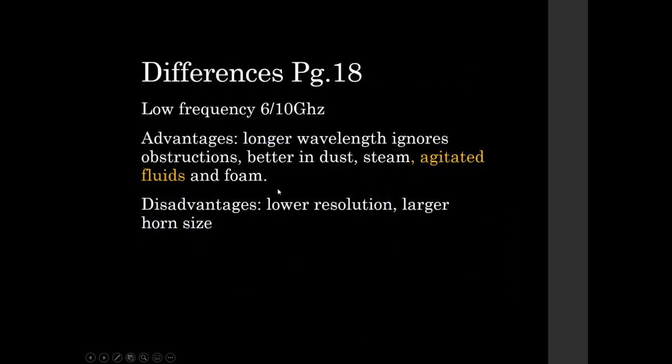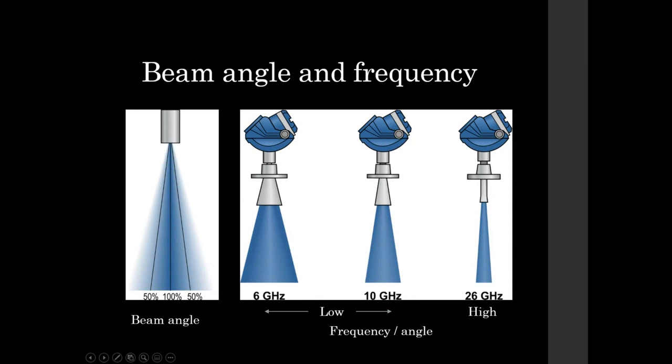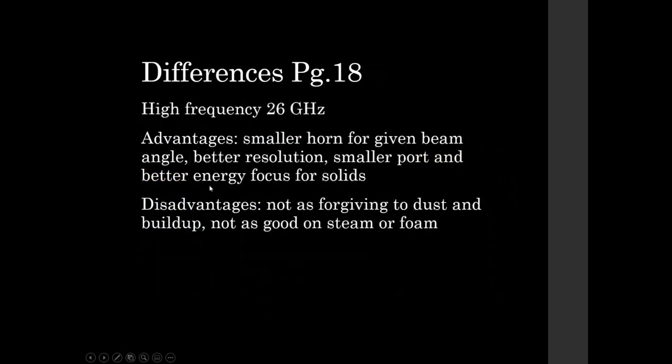Okay, so the differences between these frequencies. We'll look at low frequency, those 6 to 10 gigahertz devices. They have longer wavelengths, which ignores obstructions better. They're better in dust, steam, agitated fluids, and foams. The disadvantages here are they have lower resolution and larger horn sizes, and you can see that in this example here. High frequency: smaller horn, more focused beam.